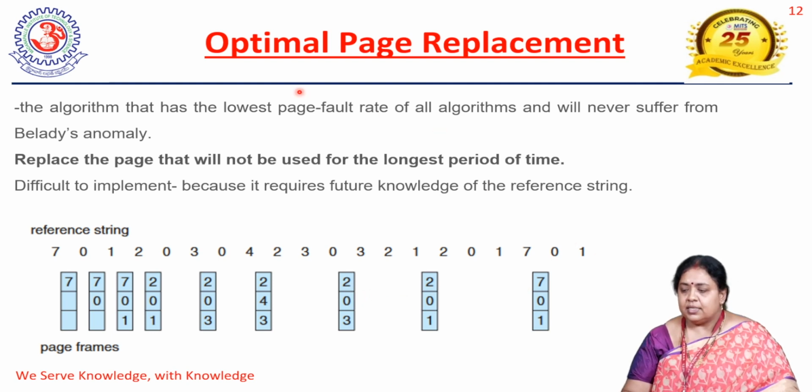And this algorithm is difficult to implement. Why? Because it requires knowledge of the future reference string. We have to replace a page that will not be used for the longest period of time. That means you must know the future reference string. So it is somewhat difficult to implement.